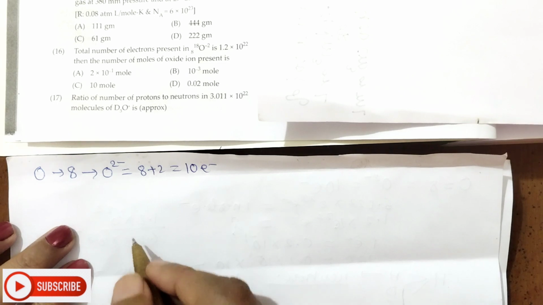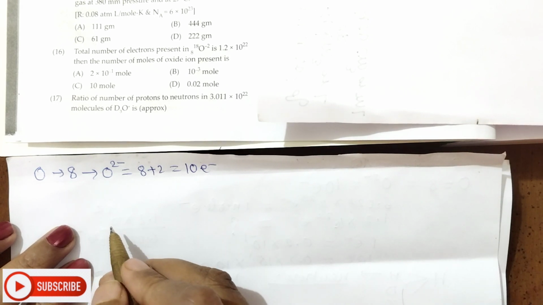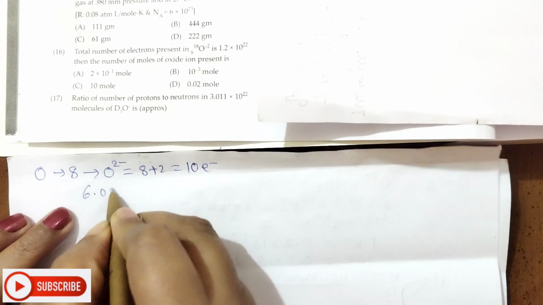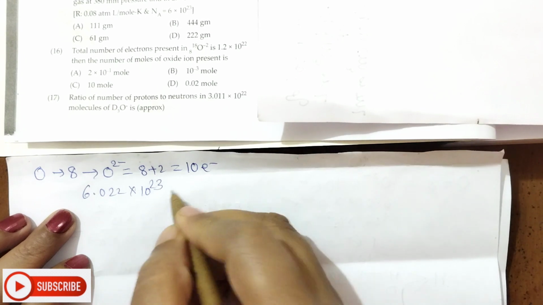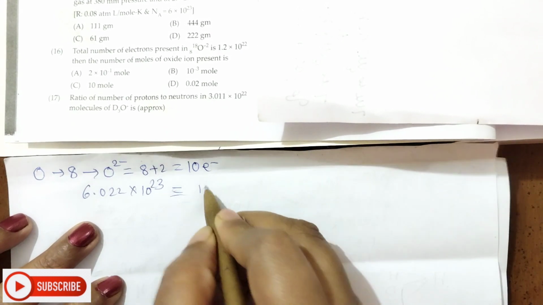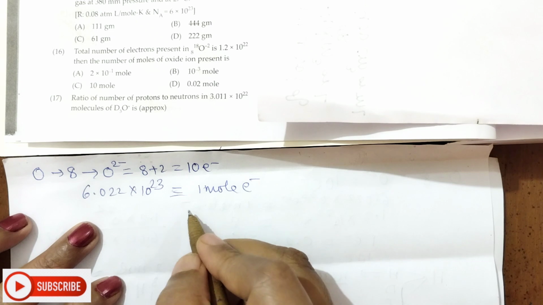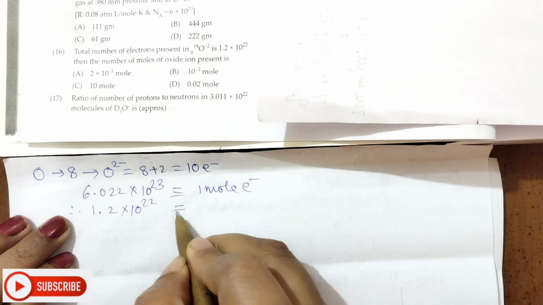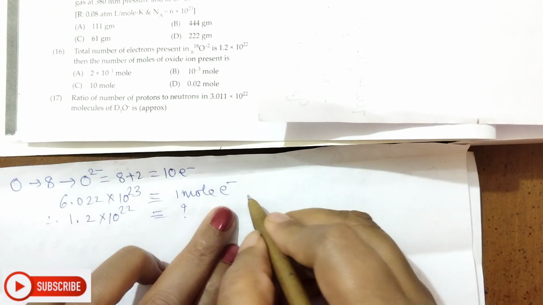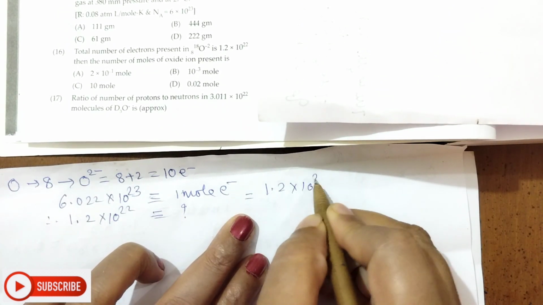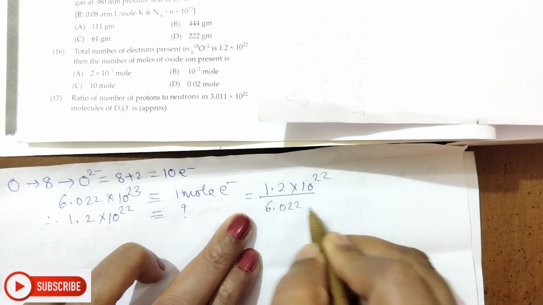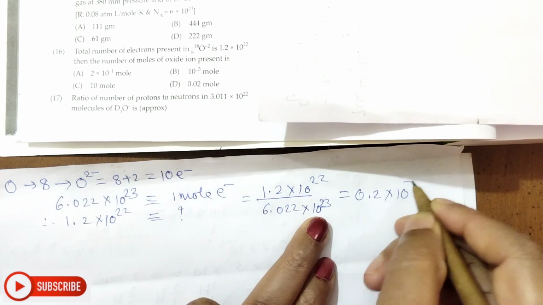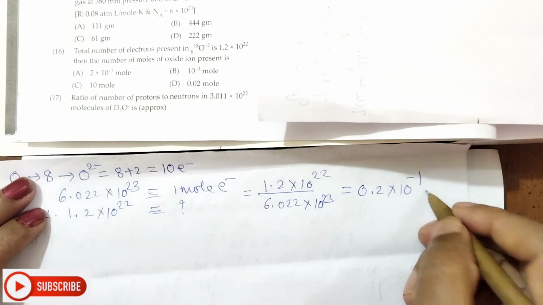Right students? Now you know that the total number of electrons they are asking here is 1.2 × 10^22. So let us make an equation. 6.022 × 10^23 will correspond to 1 mole of electrons according to our standard equation. Therefore, for 1.2 × 10^22 electrons, it will be 1.2 × 10^22 divided by 6.022 × 10^23. So this will come to 0.2 × 10^-1.